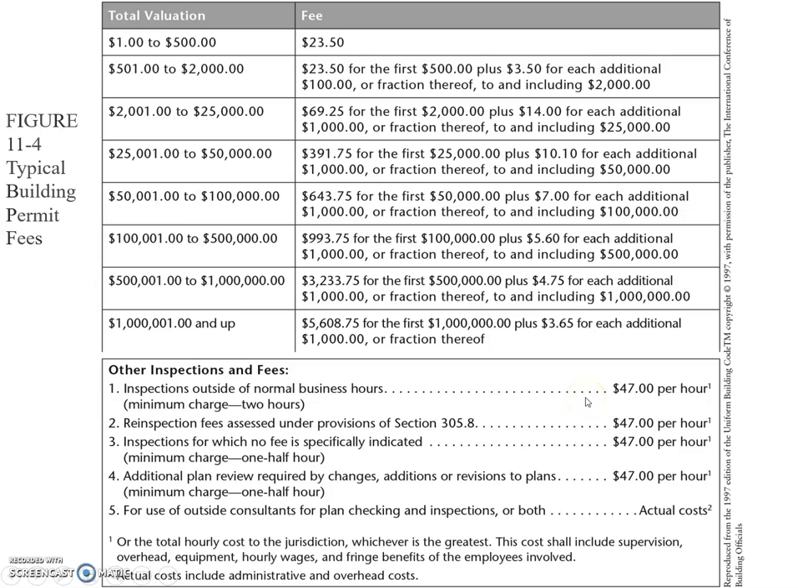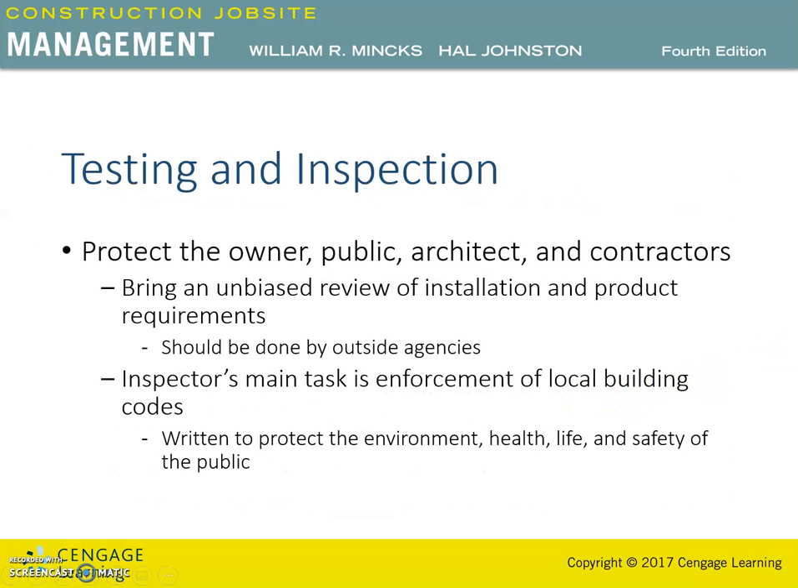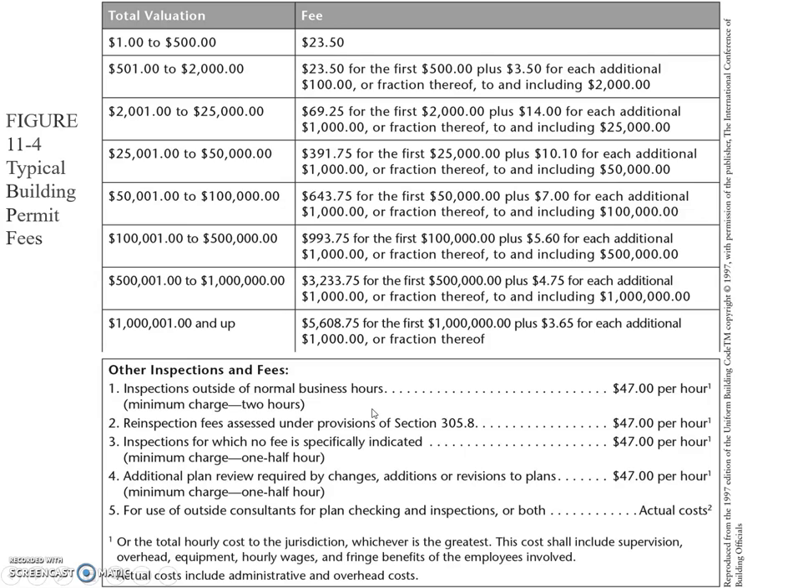Some additional codes are incorporated into the local building codes, such as the access requirements, zoning ordinances, health codes, and other regulations that protect the environment, safety, and health of the general public. So this next figure shows an example of typical building permit fees. Fees for the plan check normally are in addition to the basic permit fees.